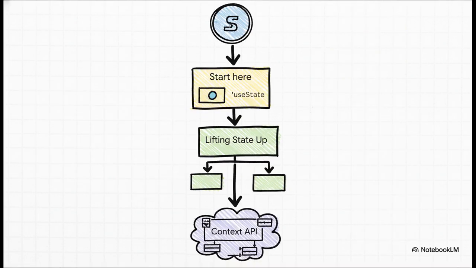So let's wrap this all up into a simple decision-making guide. Here's the mental model you should have. Rule 1, always start by keeping your state local, right inside the component that needs it, using useState. Rule 2, if siblings need to share that data, lift state up to their closest common parent. And rule 3, only when prop drilling becomes a real problem, when you're passing props through multiple layers that don't need them, then you should reach for the context API.